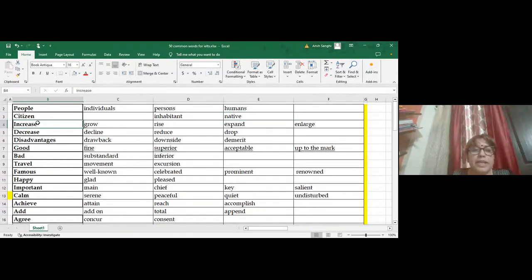The words for increase are grow or rise. ऊपर जाना. Rise माने ऊपर जाना. Grow माने grow करना. If I explain using Hindi, will you people be comfortable?